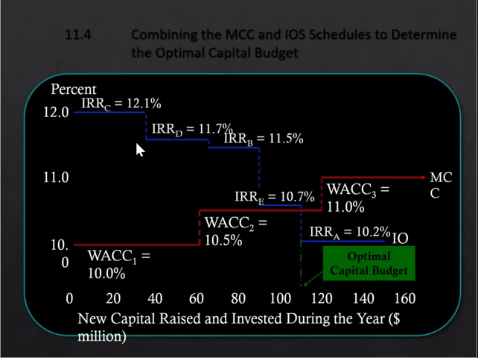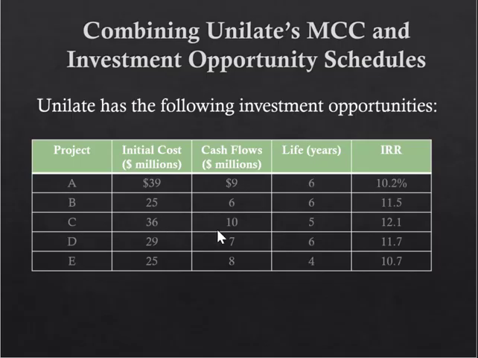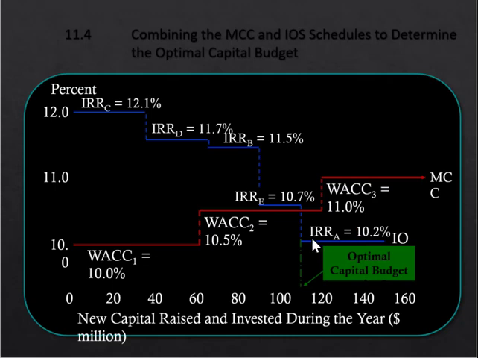So what this tells us, going back to this, is we would want to do this project for $36 million. We would want to do this project for 29. We would want to do this project for 25. We would want to do this project, although it's getting close, for 25, and we're not going to do this $39 million project, because by the time we'd raise that money to do that additional 39 million out here, you're below the weighted average cost of capital.